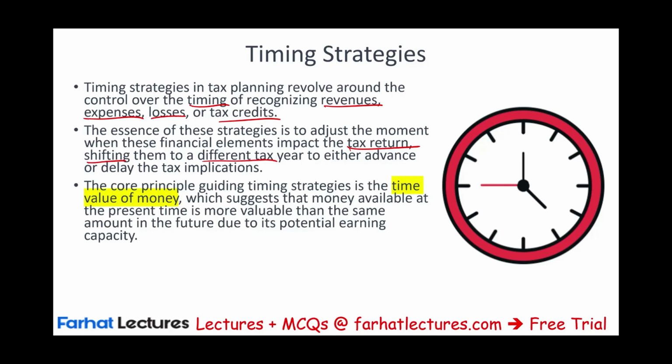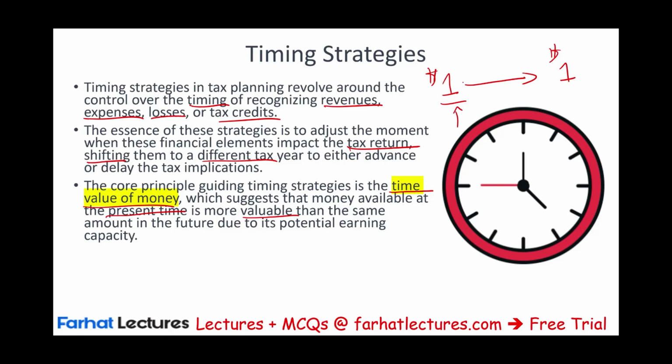So the core principle guiding this strategy is, as I mentioned, the time value of money, which suggests that money available at the present time is more valuable than the same amount of money in the future due to its potential earning capacity. Here's what you need to know. $1 today is not equal to $1 a year from now. So you would rather have $1 today rather than $1 a year from now. Why? Because $1 today is worth exactly $1 today.